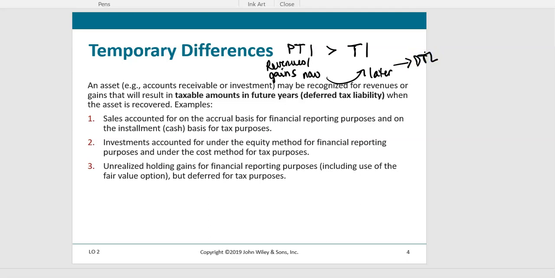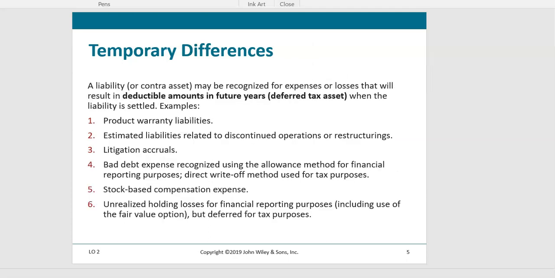Other examples: investments accounted for under the equity method and unrealized holding gains for financial reporting purposes. All examples of revenues without having the cash this period. We expect to get the cash in a future period. And then in that future period, we have to pay the taxes. So we set up this deferred tax liability. Let's take a look at another scenario.